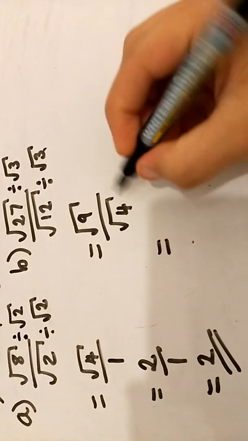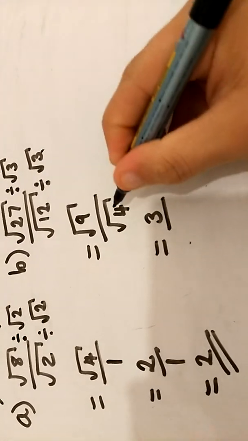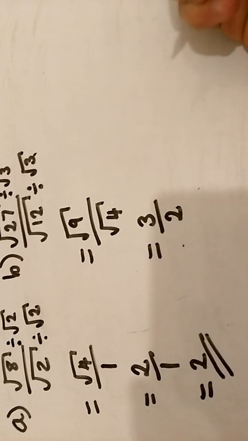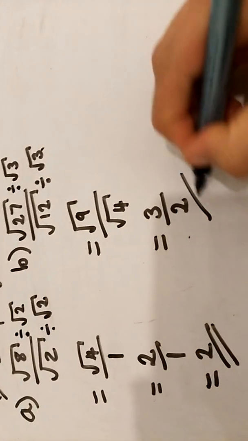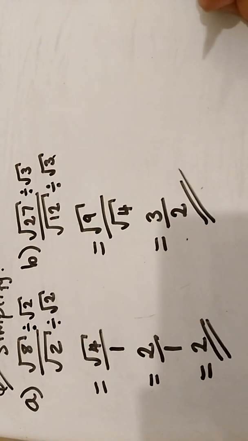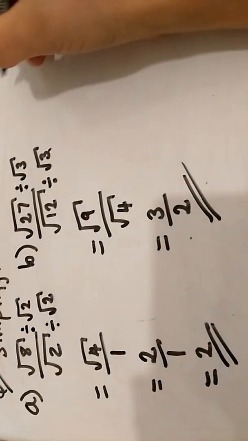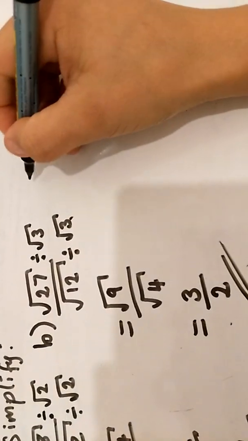The square root of 9 is 3 and the square root of 4 is 2. And that's my final answer. I can't simplify any further. You can just leave it as a fraction. You don't have to write it as a decimal. Next question.